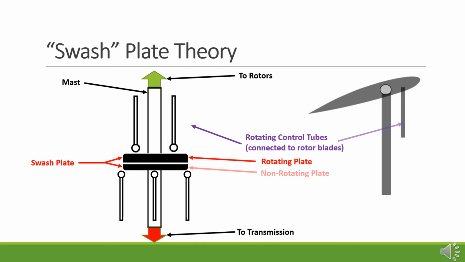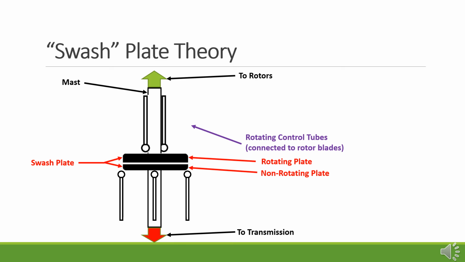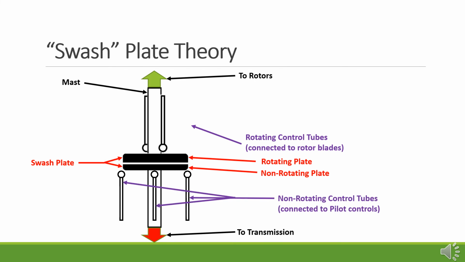The bottom portion of the swash plate does not rotate. The non-rotating plate is connected to links that are manipulated by pilot controls, specifically the collective and cyclic controls. By use of these controls, the swash plate can shift vertically and tilt. Through shifting and tilting, the non-rotating plate controls the rotating plate, which in turn controls the individual blade pitch.